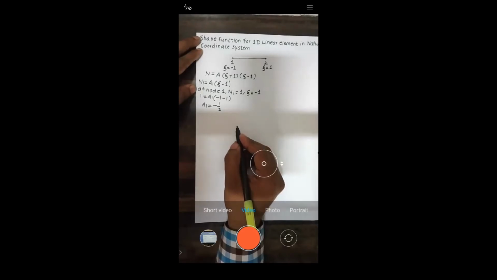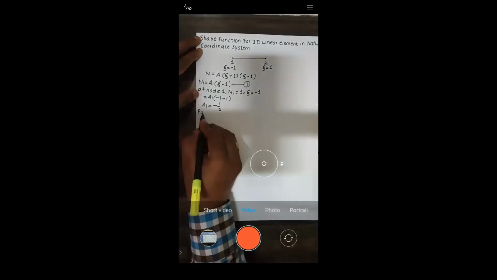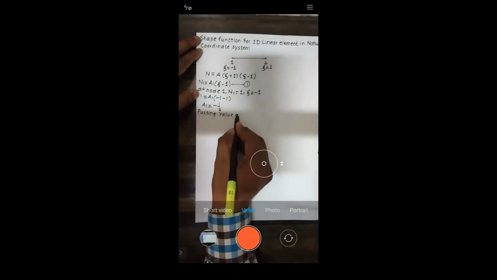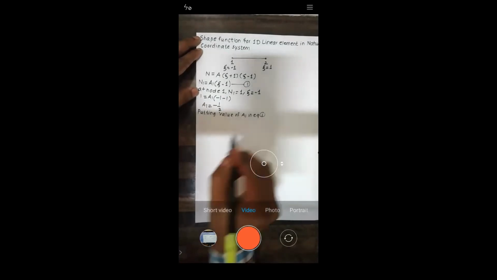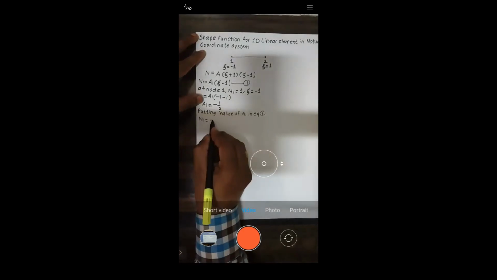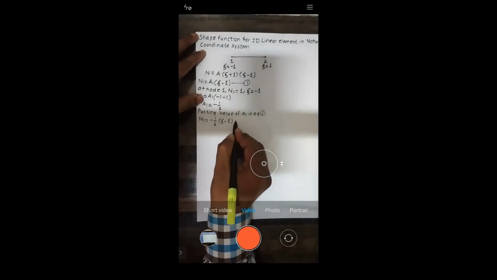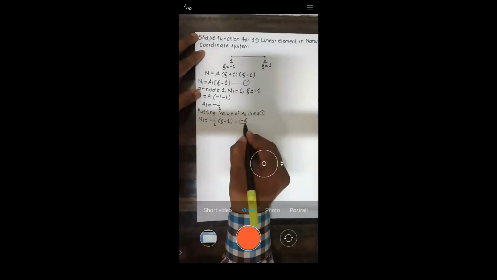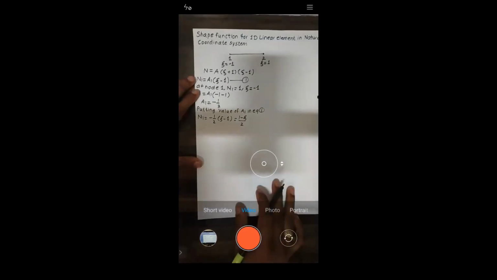So let me put this value of A1 in equation number 1 and let's see what we get. N1 is equal to A1, that is minus 1 by 2, into zeta minus 1. So how will you simplify? We will simplify it like this: N1 is equal to 1 minus zeta by 2. Is it okay?